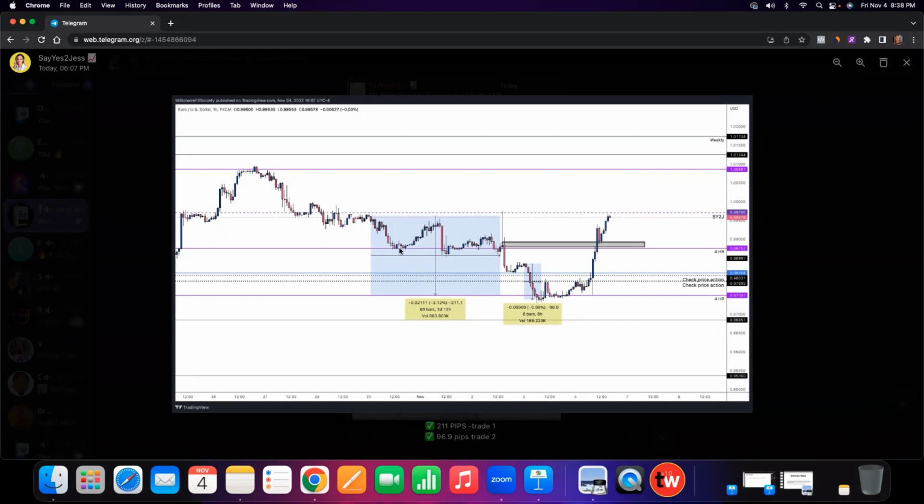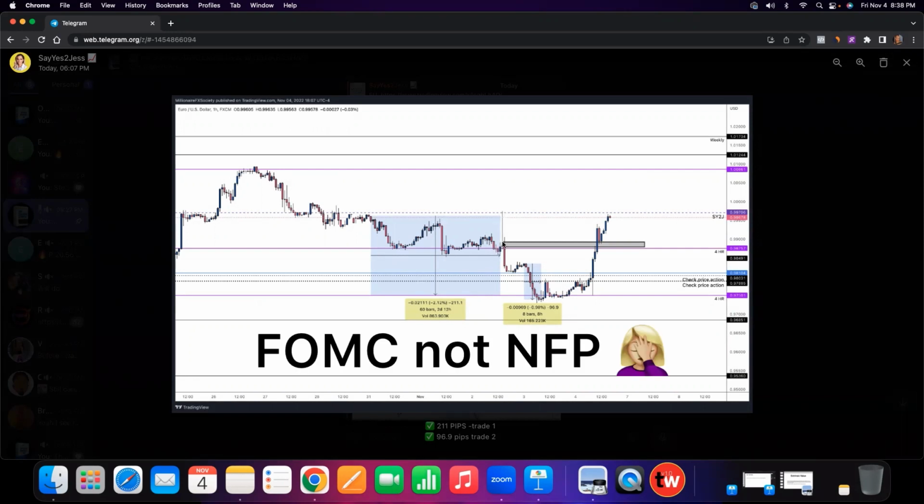And it shot down right to our 4-hour level. So that could have been a shorter term trade. Came back and did another retest, which allowed another trade opportunity. And then it also came back right here after NFP and it shot down.